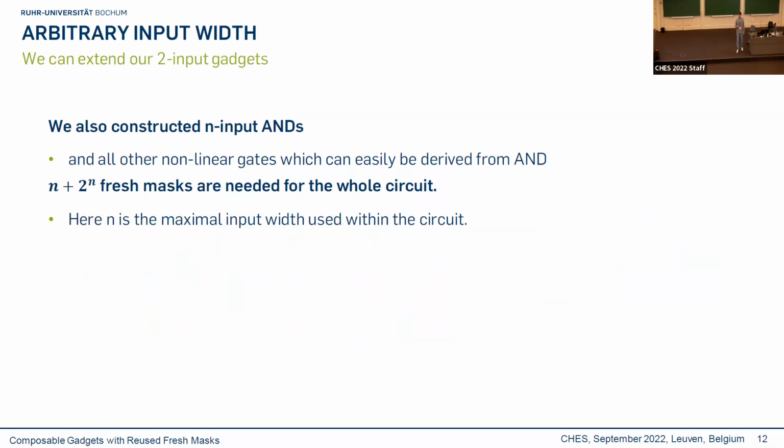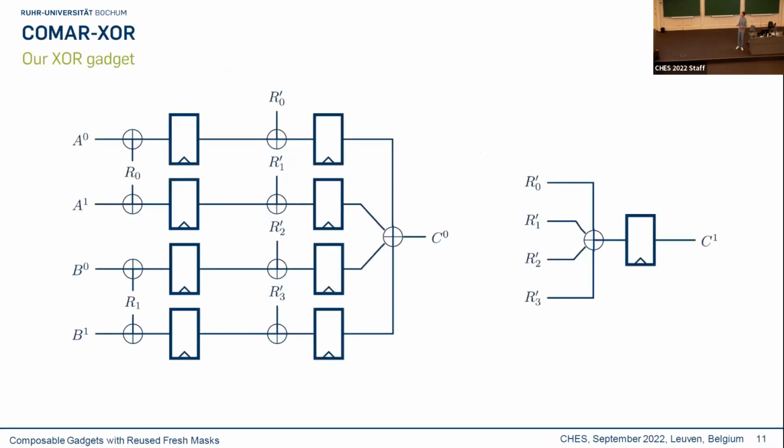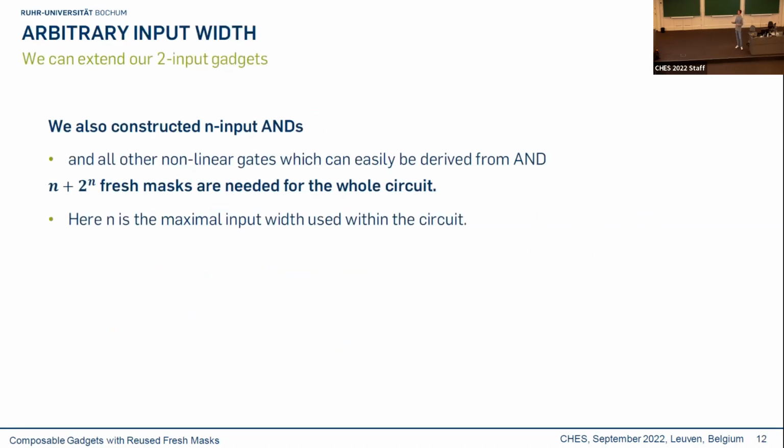Now, we not only considered 2-input gates, we extended our construction to also support arbitrary input width, so an arbitrary number of inputs, which follows exactly the same structure. We have this input refresh, and then we have a refresh of every single cross domain. So in the end we have n fresh random bits at the input and 2 to the power of n fresh random bits for masking the cross domains. Now, if you mask an overall circuit, the number of fresh random bits we need is simply n plus 2 to the power of n, where n is the maximum number of inputs in any of these gadgets. So the largest gadget determines the number of fresh random bits we need in the overall circuit, because we can essentially reuse parts or all of the random bits in every gadget instantiation.